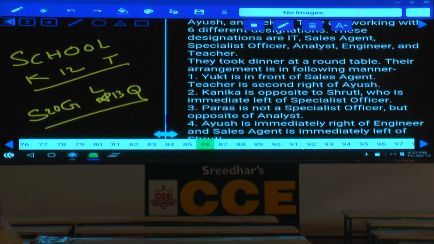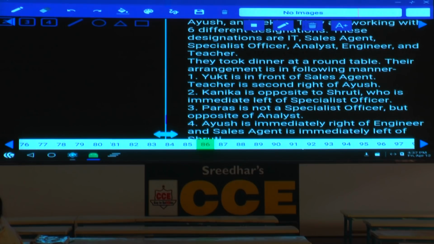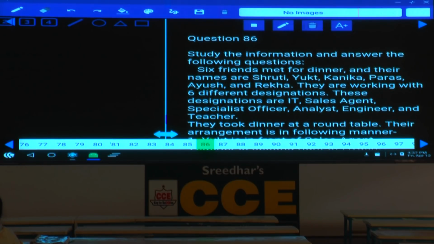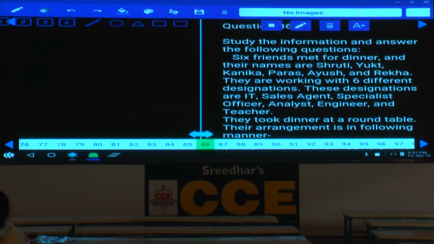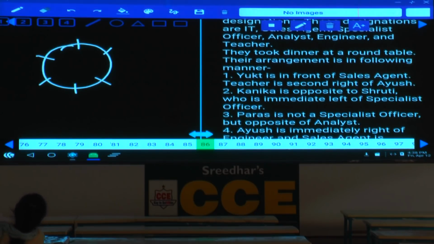Now question numbers 86 to 90. Yes, what is the information here? Six friends met for dinner and their names are Shruti, Yukta, Kanika, Paras, Ayush and Rekha. They are working with six different designations and they took dinner at a round table. Now what is the information provided here? Six persons are seated around a circular table facing the center, and the designations are IT, sales agent, specialist officer, analyst and so on.